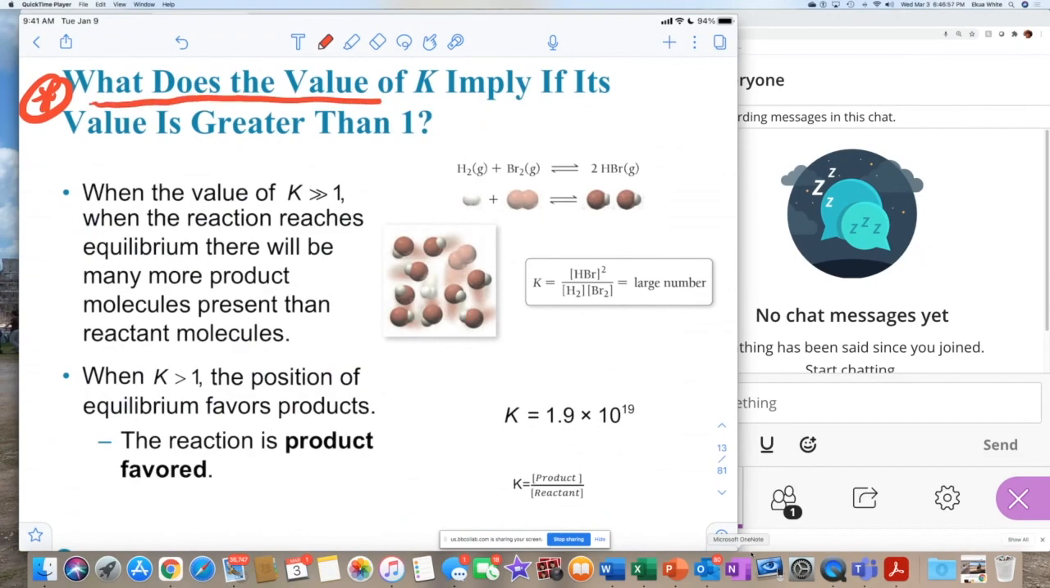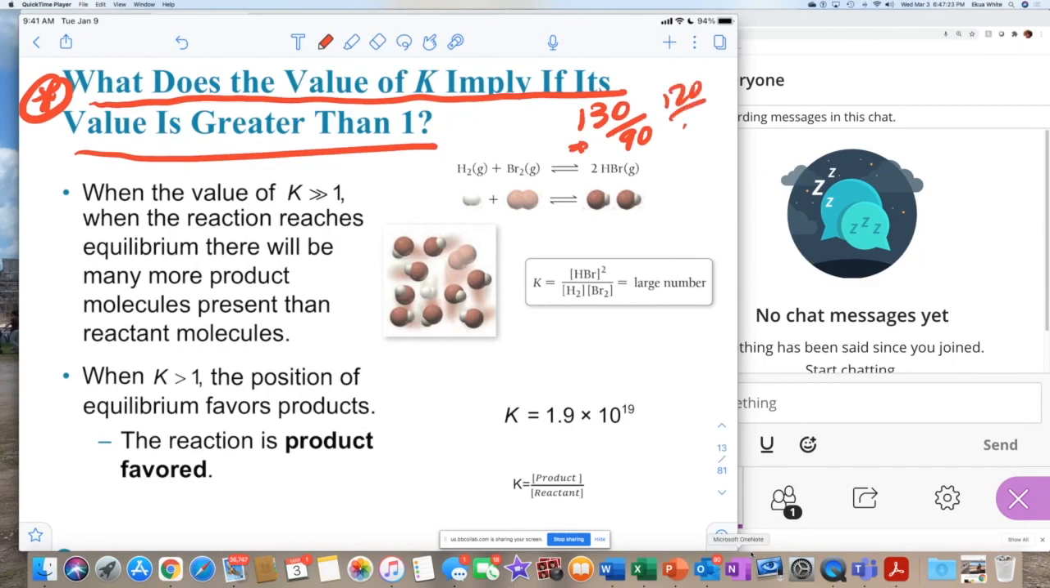It says, what does the value of K imply if it is greater than 1? What they want you to understand is, for example, if somebody's blood pressure is, say, 130 over 90, when you see that blood pressure, what does it imply? You have to know the normal blood pressure to realize that's a high blood pressure, right? The normal is 120 over 80, I think, right? So if somebody has 130, I add a 10 to each side. That's kind of a high blood pressure.